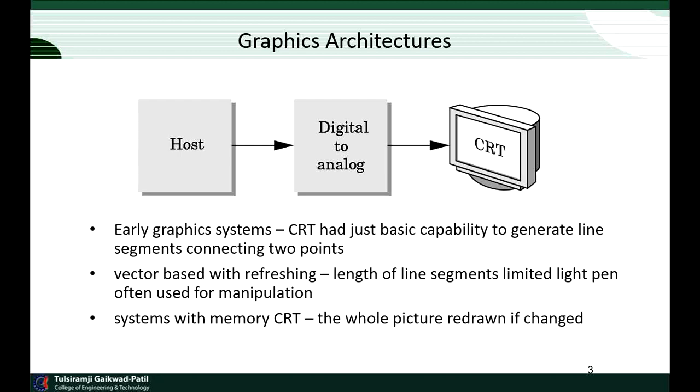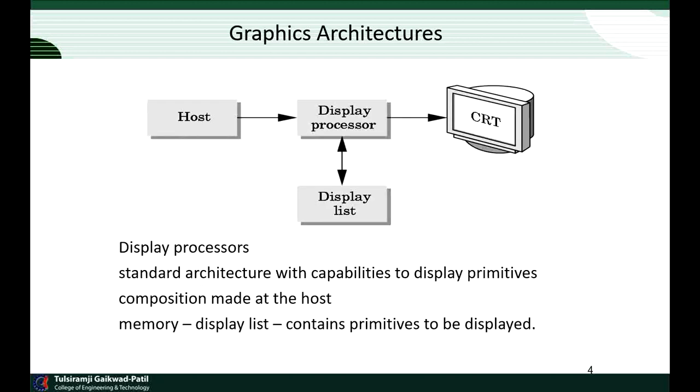The host will give an input to the digital to analog system, and that digital to analog system will generate the data in analog form, because the display device or output device understands the data in analog form, that is in frequency form. That's why the digital to analog component is used, so the device can display the picture images on the screen.